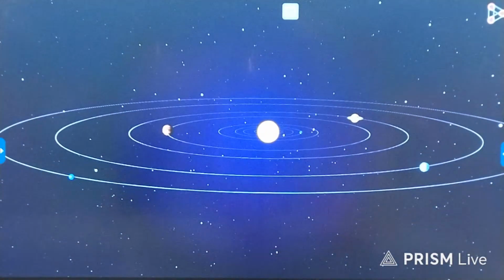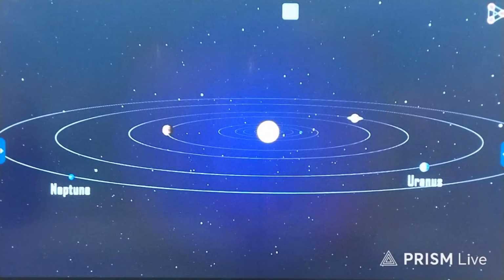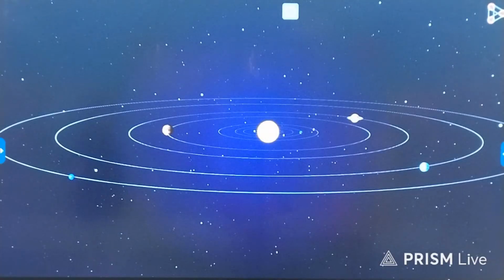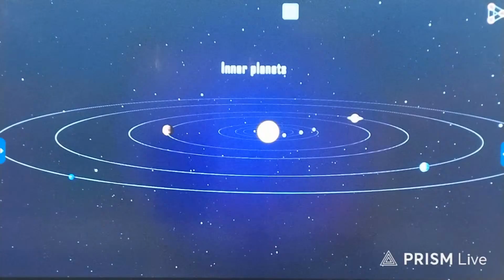The seventh and the eighth one are Uranus and Neptune. So why did I mention these two planets at the same time? Well, it is because that these two planets are considered as the outermost planets in our solar system. The planets nearest to the Sun, like Mercury, Venus, Earth, and Mars, are called inner planets, and they have the least amount of moons.